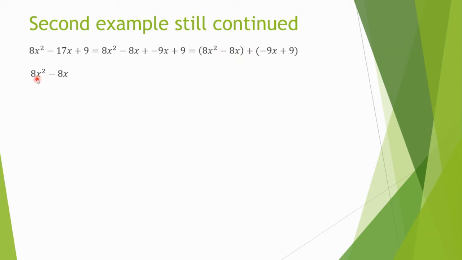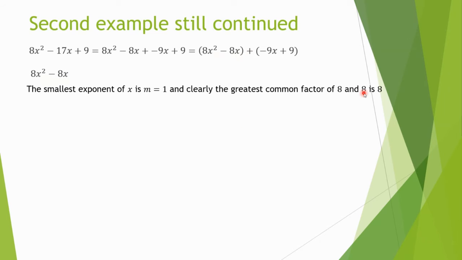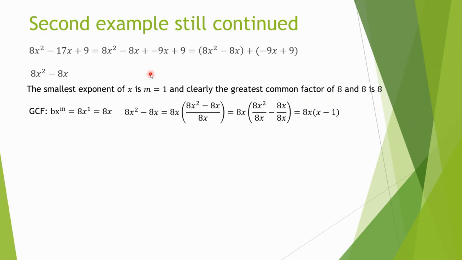And the greatest common factor of the coefficients, 8 and negative 8, is just 8 itself. So because of that, the greatest common factor of 8 and 8 is 8. And so because of that, here, the GCF is 8 times x. So let's factor it. And when we factor it, we get this.